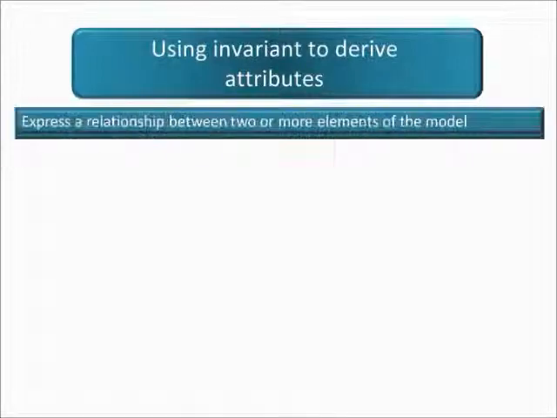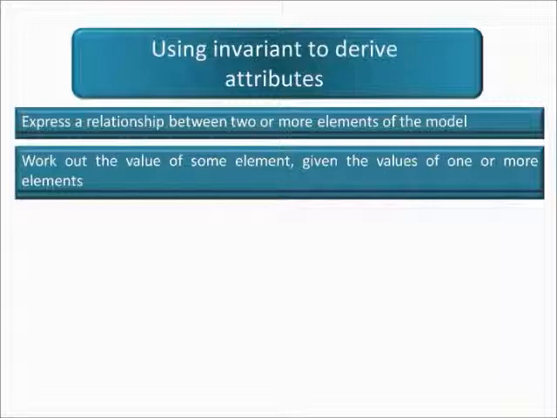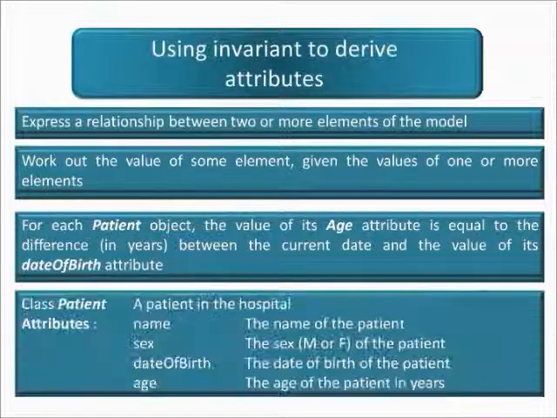Some invariants express a relationship between two or more elements of the model. For such invariants, it may be possible, given the values of one or more elements, to work out the value of some other element. For example, consider the hospital system. For each patient object, the value of its age attribute is equal to the difference in years between the current date and the value of its date of birth attribute. And, knowing both the current date and the value of a patient object's date of birth attribute, it is possible to work out the value of the patient object's age attribute.